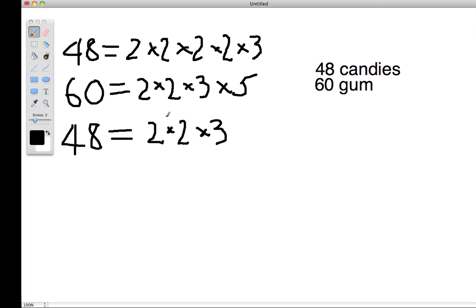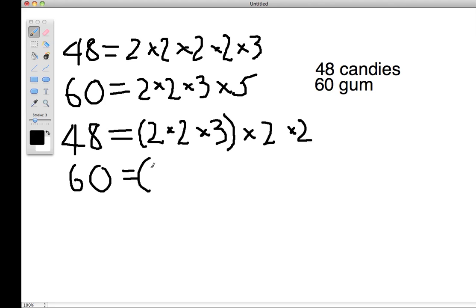I'm putting those together, and I'll put parentheses around it to make it stand out. But then I have also multiplied by 2 times 2. Let's check that to make sure that multiplies to 48. 2 times 2 is 4. 4 times 3 is 12. 12 times 2 is 24. 2 times 24 is 48. So that works. 60, I already have there, equals 2 times 2 times 3 times 5.